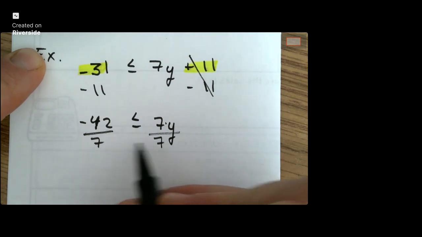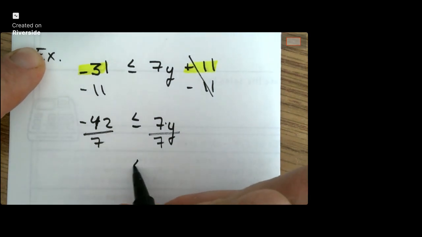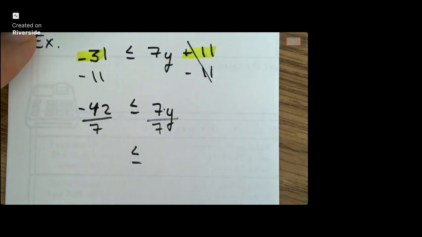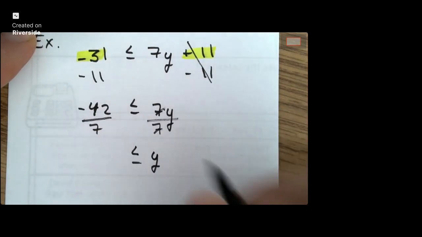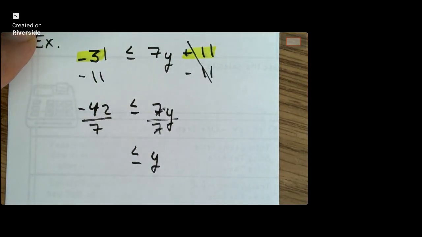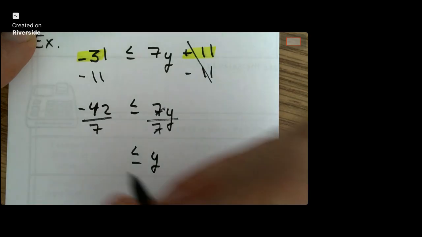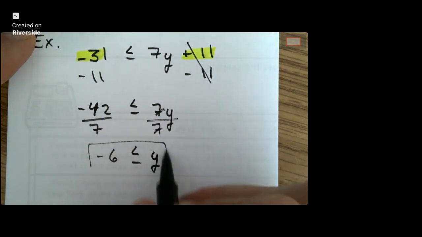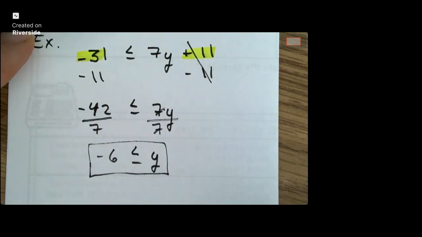So I divided each side by a positive 7. So there again, I keep my symbol the same, right? Because I did not divide by a negative 7. And the 7's cancel here. It leaves me with y by itself. And on this left side, I got negative 42 divided by 7, which is going to give us a negative 6. Now this is a good answer. That's just a fine answer right there.